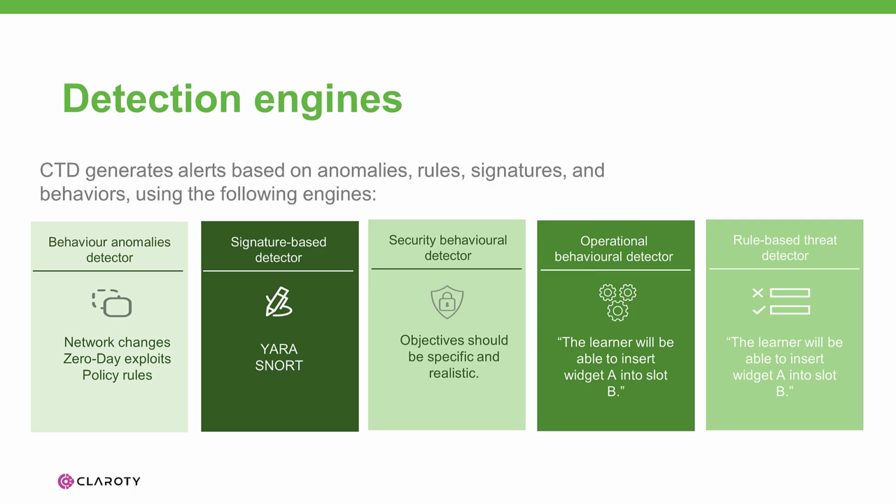The fifth algorithm is the rule-based threat detector. This generates alerts based on custom criteria that operators create to target specific events. For example, an operator could create a rule that flags out-of-range values or that flags communications that are considered suspicious.